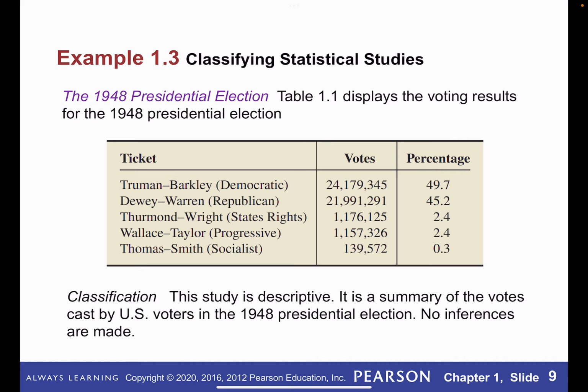All right, so example 1.3 is about classifying statistical studies. This is a summary of the voting results in the 1948 presidential election. Well, that's going way, way back. But this is descriptive because this data is not being used to draw a conclusion or make a decision, right? It's just data that's been summarized in a more readable format.